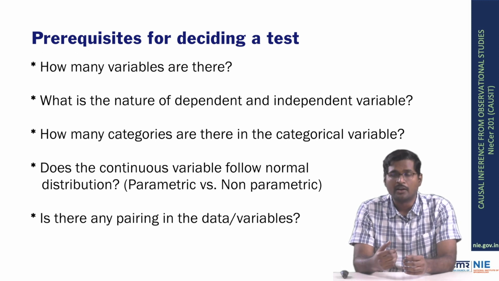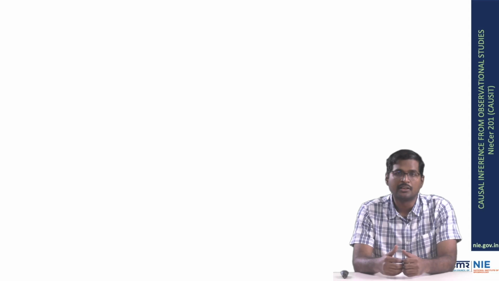Just to recollect what we have said so far, the questions that you need to ask yourself are: how many variables are there in your particular problem? What is the nature of the dependent and independent variable? How many categories are there in the categorical variable, if you have one? Does the continuous variable follow a normal distribution or not, if you have one? And is there any pairing in the data or variables that you have collected? So once you answer these questions, the choice of a statistical test becomes clearer.